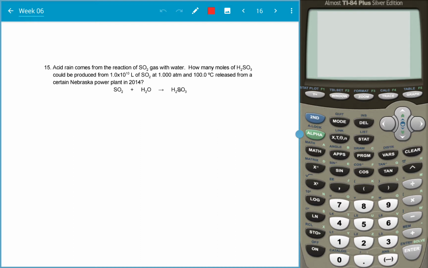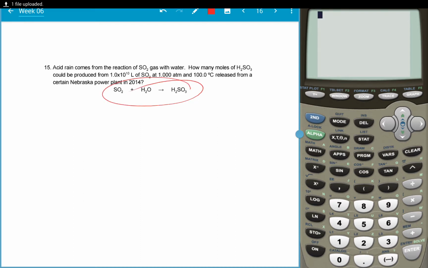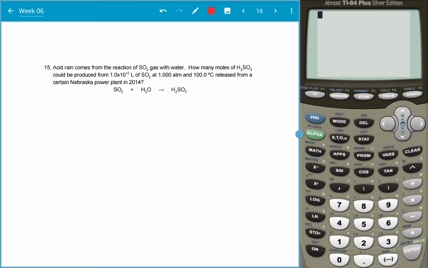Well, the first thing I see is a reaction. And if I look at it, I have one sulfur on both sides, two hydrogens on both sides, and three oxygens on both sides. This is already balanced.